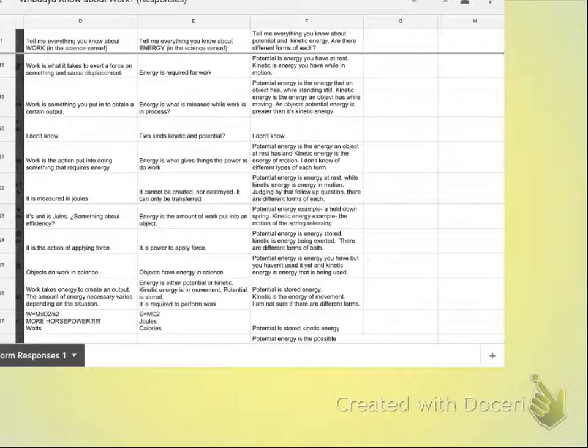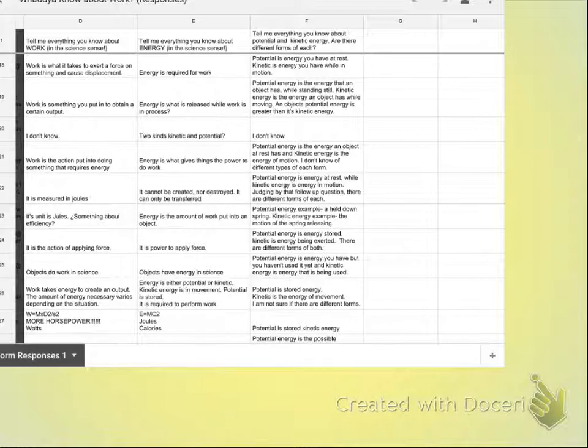Yes. You probably did efficiency in physical science? You did mechanical advantage, probably, things like that. It's the action of applying force. Objects do work in science. Work takes energy to create an output. The amount of energy necessary varies depending on the situation. And more horsepower! Watts. That's actually power, not work. Power is the rate at which work is done.